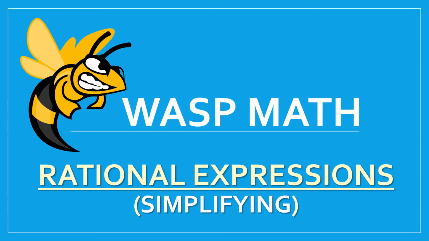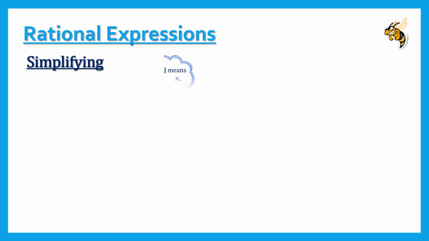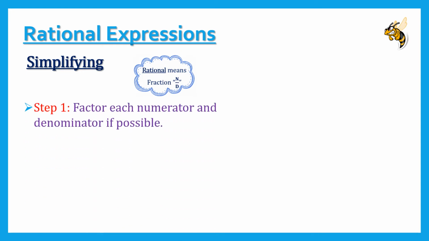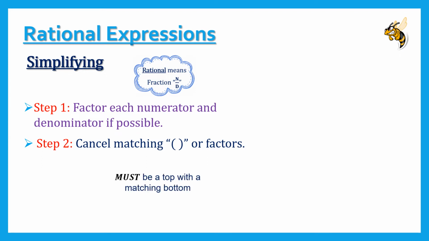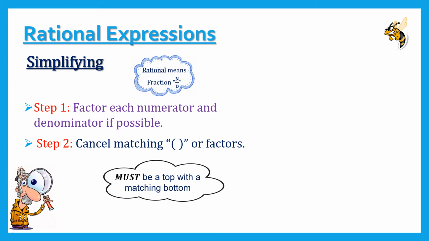This video will focus on rational expressions with an emphasis on simplifying. The word rational means a fraction, or something that can be written as a fraction. Step 1. Factor each numerator and denominator if possible. Step 2. Cancel matching parentheses or factors, and it's important that it has to be a top with a matching bottom.